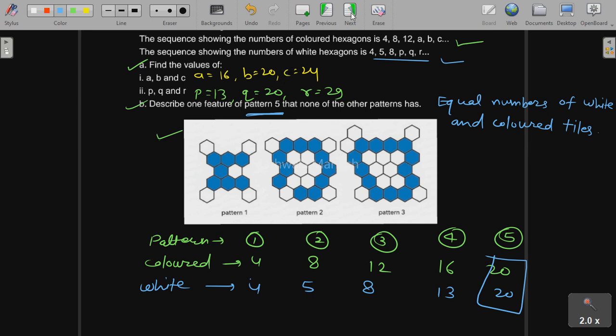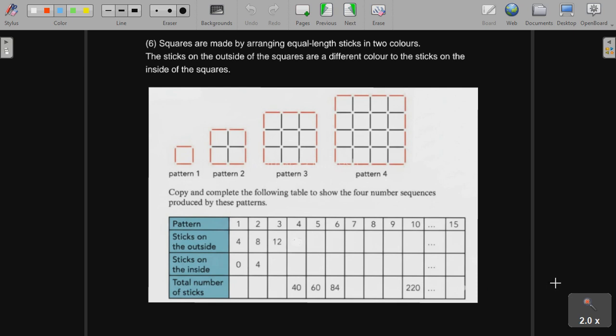Now moving to the next one, sixth question. For question number 6, squares are made by arranging equal length sticks in two colors. The sticks on the outside of the squares are a different color to the sticks on the inside of the square. So we have to copy and complete the table to show the 4 number sequences produced by this pattern.